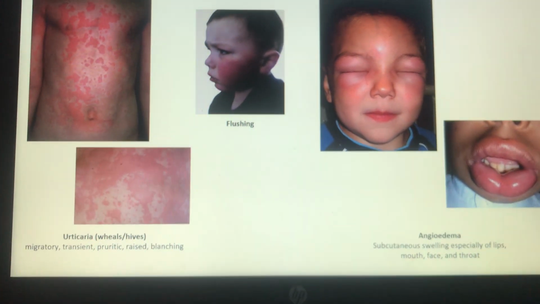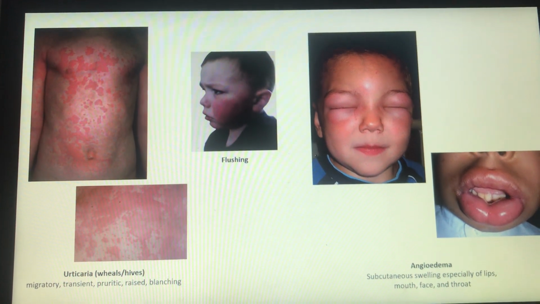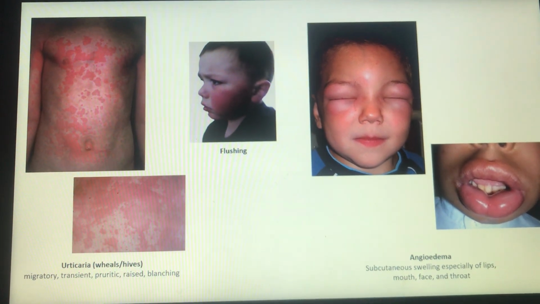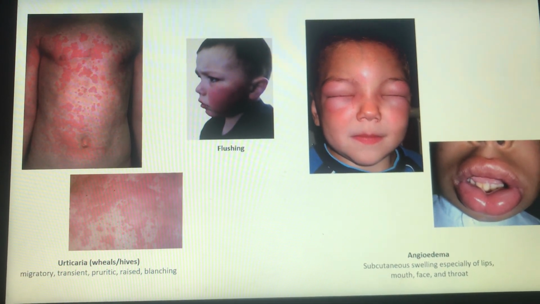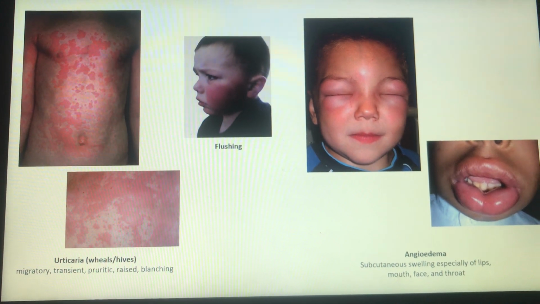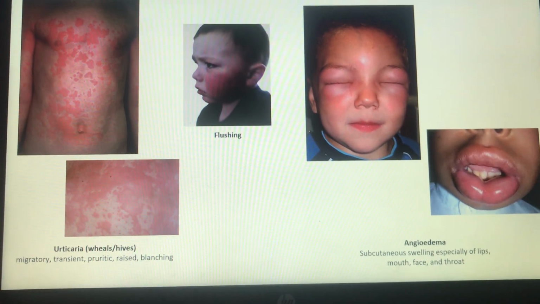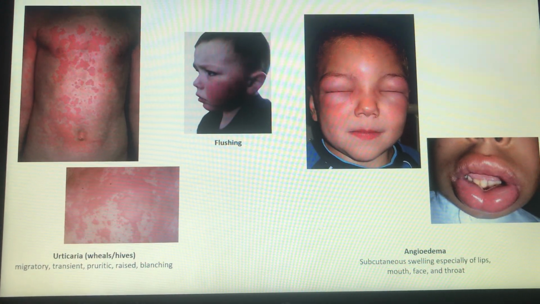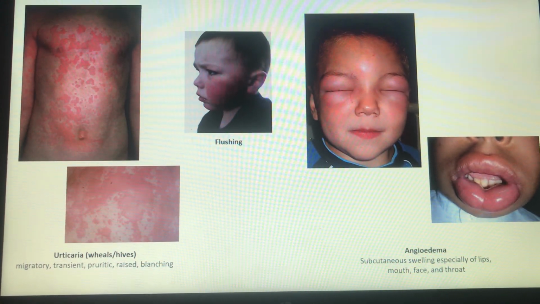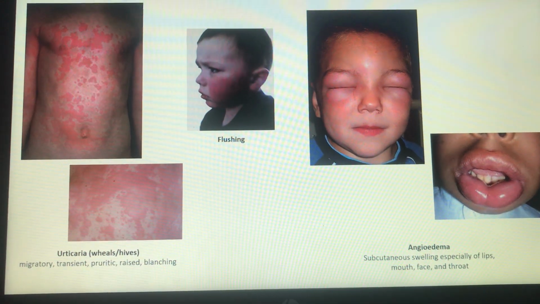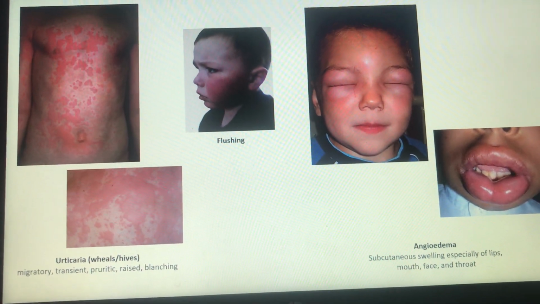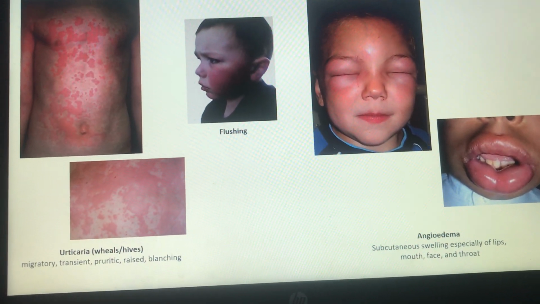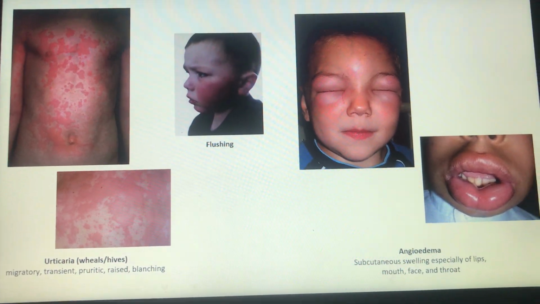This is the presentation of skin findings in the case of anaphylaxis. The first picture shows urticaria and hives. The second one is flushing, and the last two pictures show angioedema.